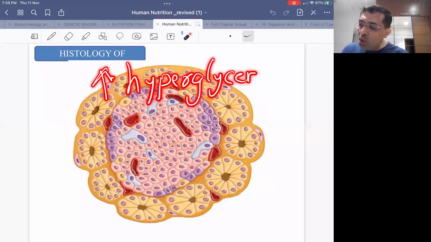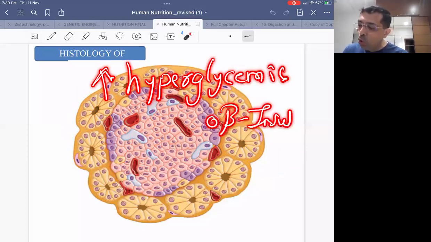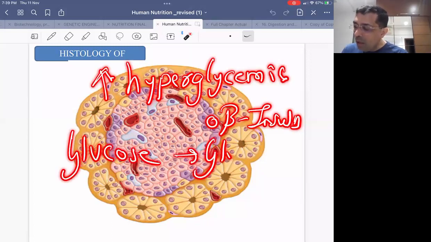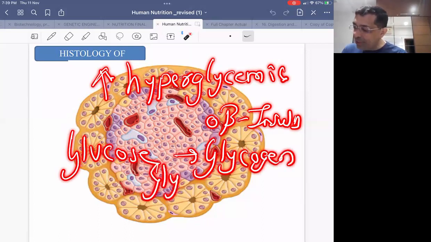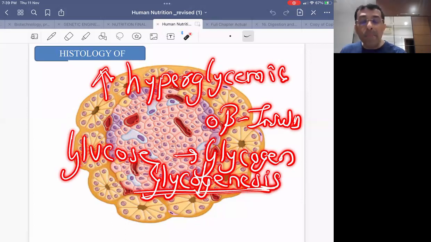So, when you have eaten food, when you are having high sugar levels, when you are hyperglycemic, insulin is produced by your beta cells, and insulin will convert glucose into glycogen. This is called as glycogenesis. याद रखना ये important word है, इसे कहते हैं glycogenesis. Genesis, making of glucose, rather making of glycogen from glucose.